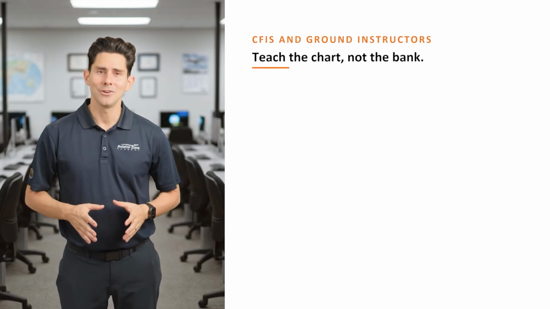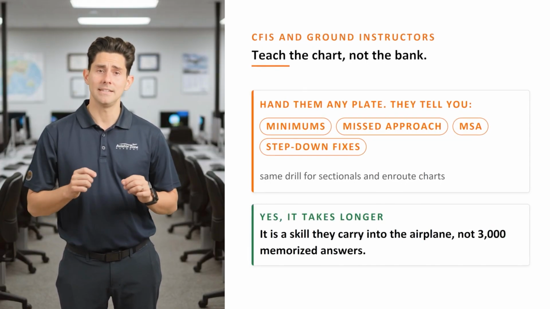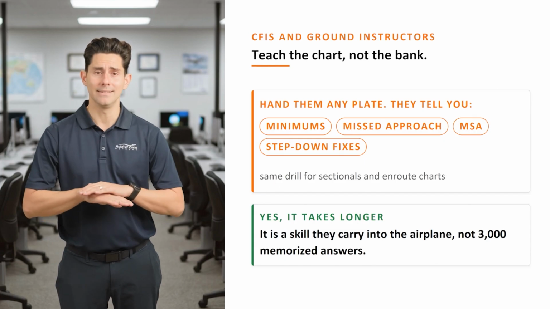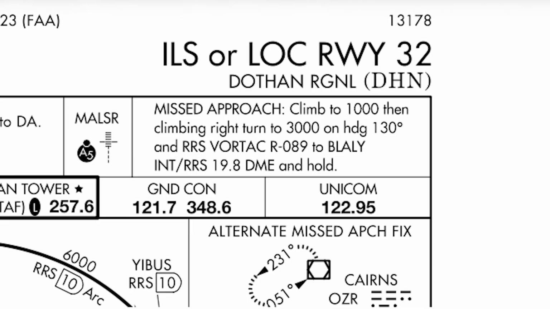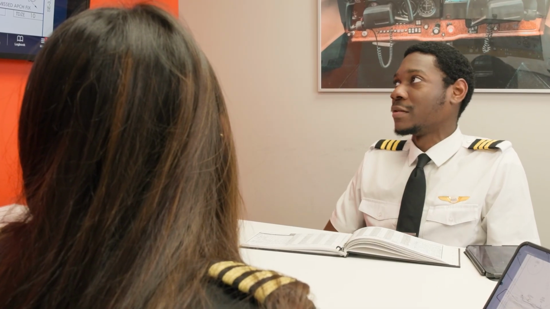If you're a CFI and ground instructor, one more thing for you. After October 27, the ground syllabus needs to change. Teaching the figure in the book is over. Your students need to be able to open any approach plate cold and tell you what they're looking at. The minimums, the missed approach, the MSA, the required equipment, and the step downs. Same with sectionals and low and high enroute charts. That's a better outcome, honestly. It's what we should have been doing all along instead of having your students memorize 3,000 questions.